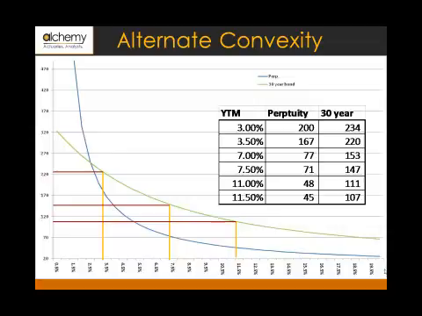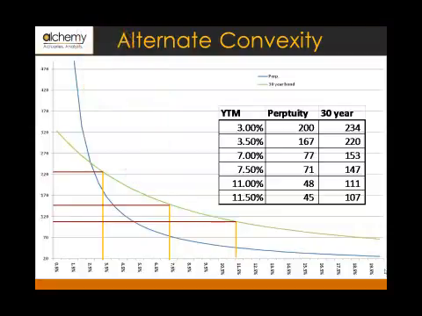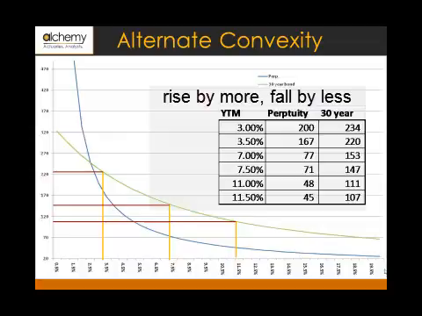And the alternate definition is, you can clearly see that the perpetuity is a lot more convex than the 30-year bond. And hence, the perpetuity, because of this added convexity, tends to rise by more when interest rates decline and fall by less when they rise. This is our alternate definition of convexity. Convexity is that property of an asset that allows it to fall by less when interest rates rise and rise by more when interest rates fall.